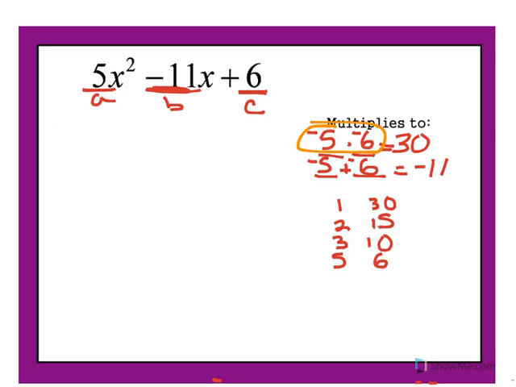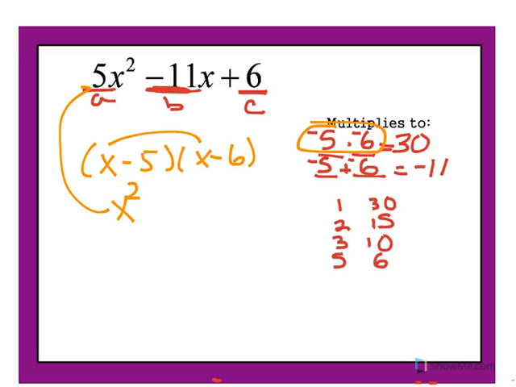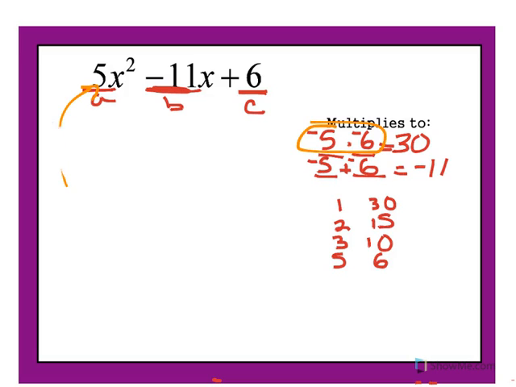That's not our final answer. We cannot just say the answer is x minus 5 times x minus 6. Because if I go to multiply to check my answer, x times x is x squared. That is not 5x squared. It's missing the 5. So the process that we've learned previously is not going to work today. We have to add a few extra steps in there because A is greater than 1.